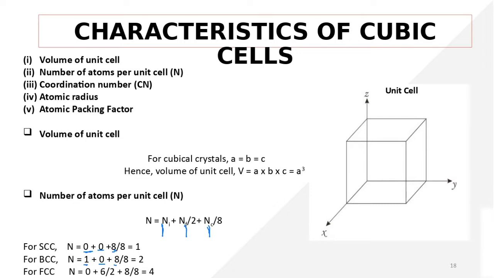Now what about the FCC crystal structure? We know that no atom is present inside the unit cell, but 6 atoms are present at the faces, because there are 6 faces. So 6 atoms are present at the center of the faces, each giving half contribution, and 8 atoms are present at the corners, so it is 8/8. In total we get 4. So that means 4 atoms are present in the unit cell for the FCC crystal structure.